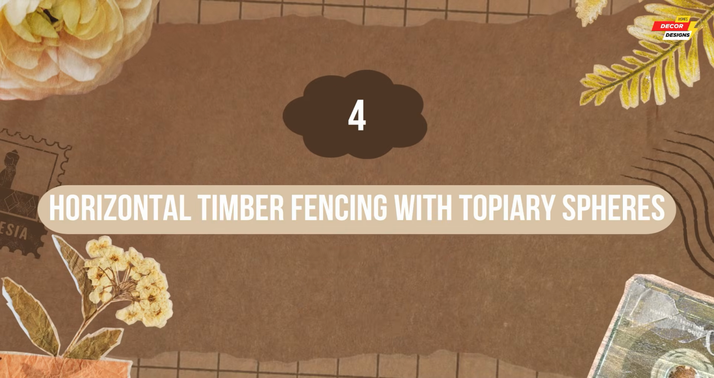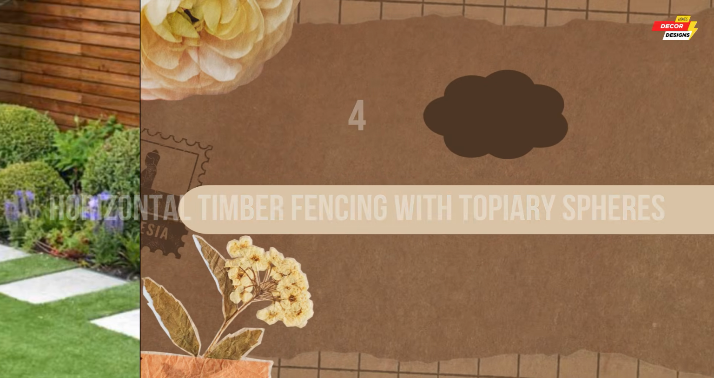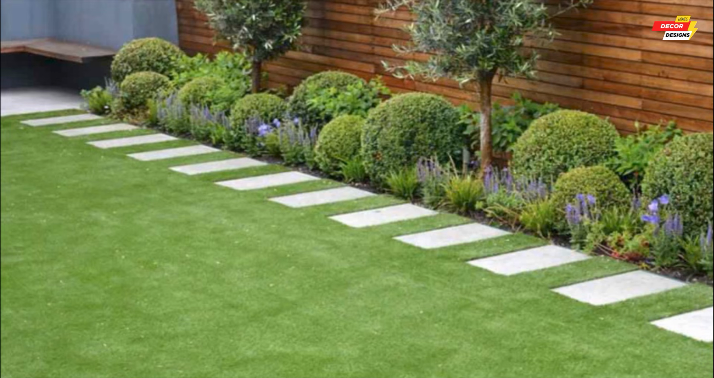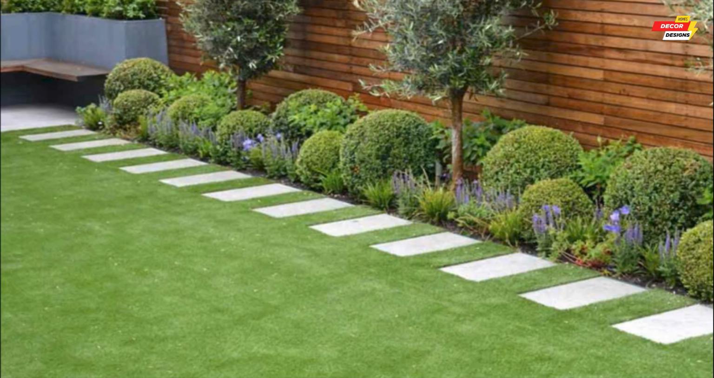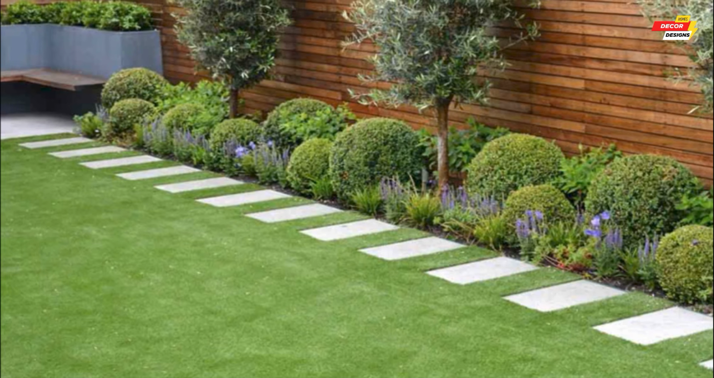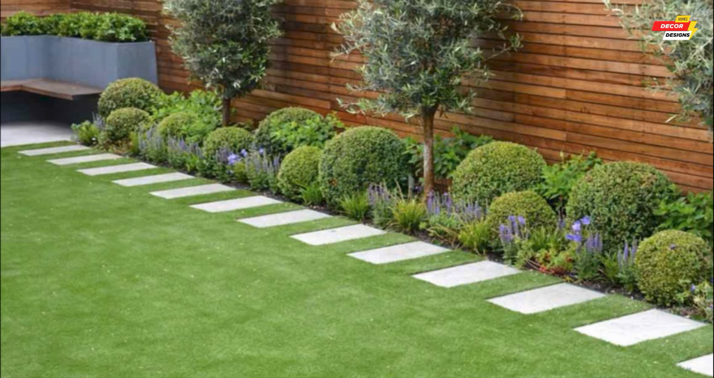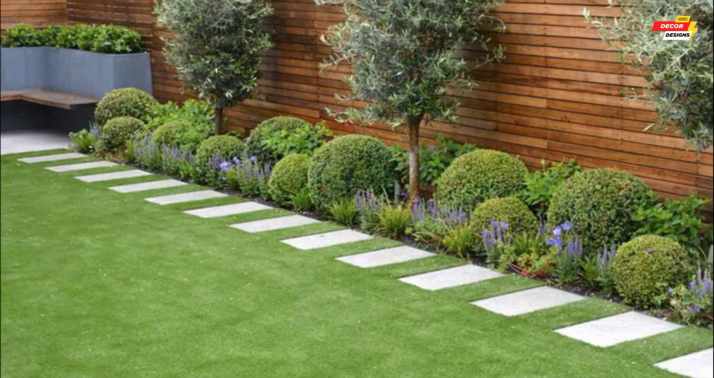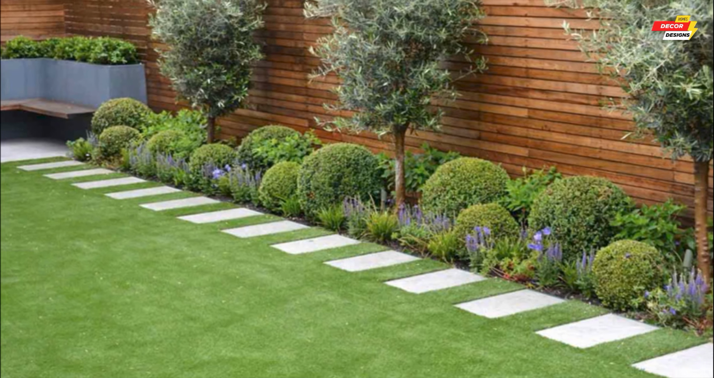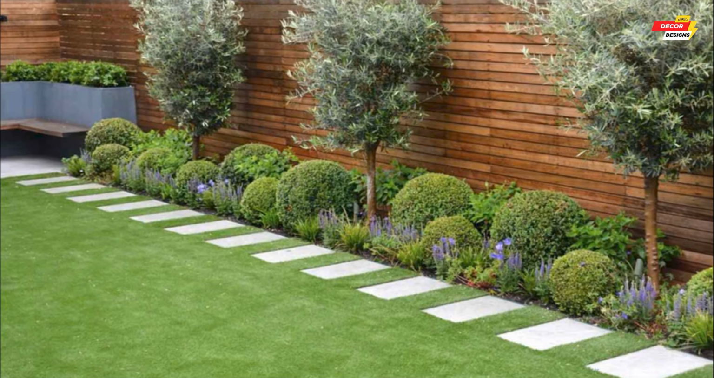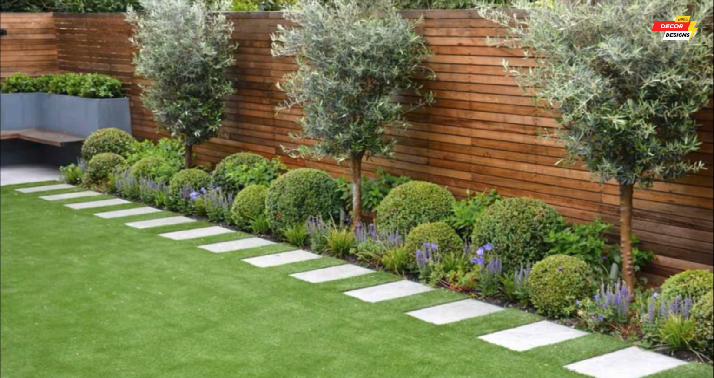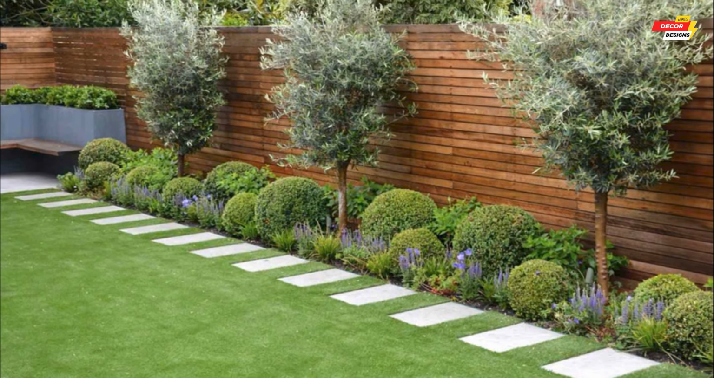Four, horizontal timber fencing with topiary spheres and linear steppers. Combining warm organic textures with modern precision, this design showcases a rich wooden horizontal slat fence alongside a lush green lawn bordered by linear concrete stepping stones. A neatly manicured border bed filled with dense topiary boxwood spheres, soft purple lavender, and slender olive trees adds a sophisticated Mediterranean modern touch.